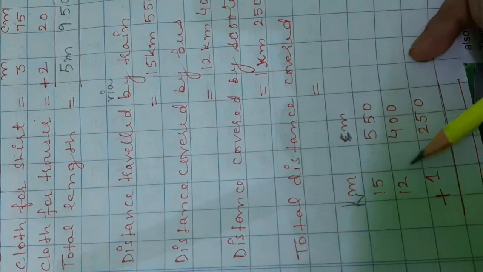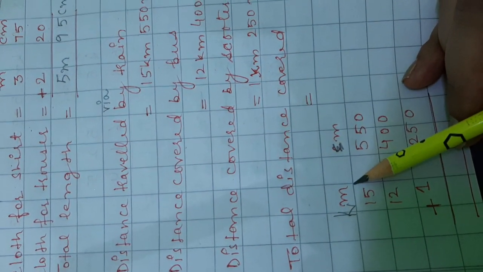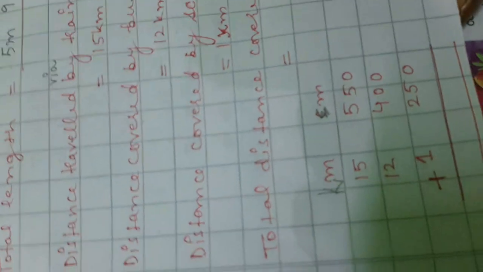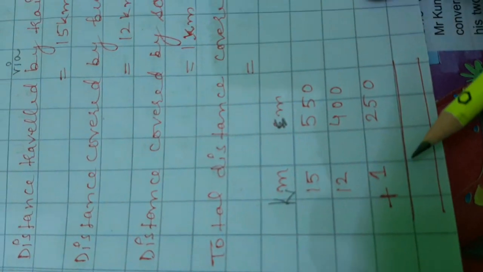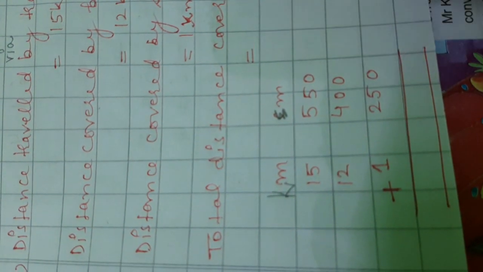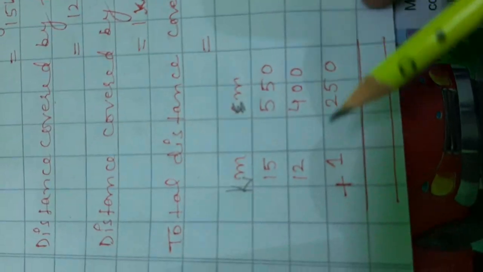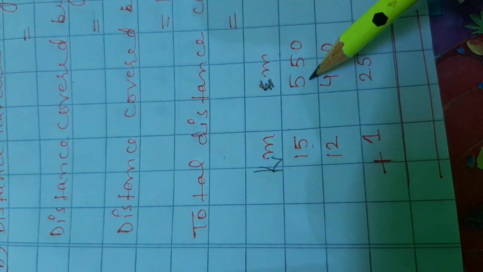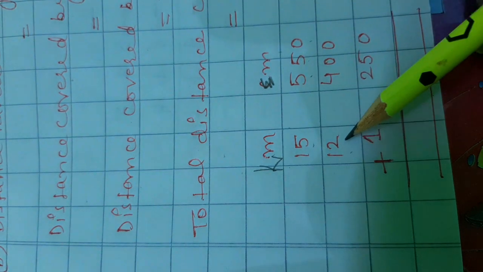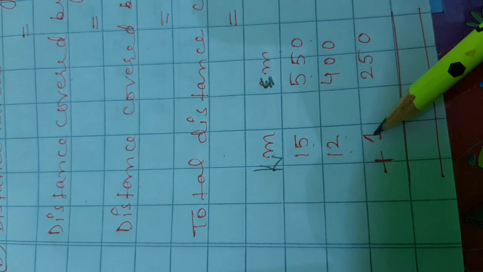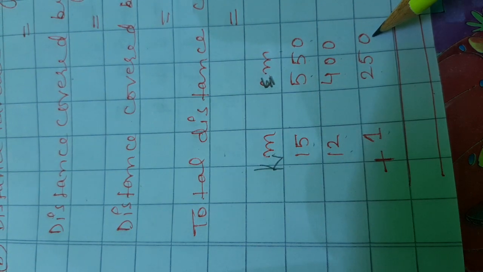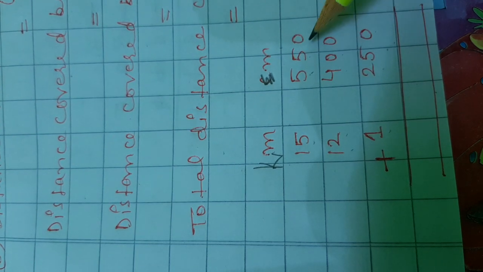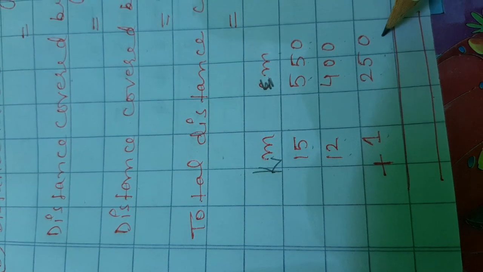So I will add these separately. So make a separate column also. Whenever you do not get any space to add the things here, you can add them like this also at this part, and then you can write the answer here, right? So this is kilometer, this is meter, and now write 15 kilometer and 550 meter here, 12 kilometer 400 meter here, 1 kilometer 250 meter here. This is the meter column, 550 meter, 400 meter, 250 meter.